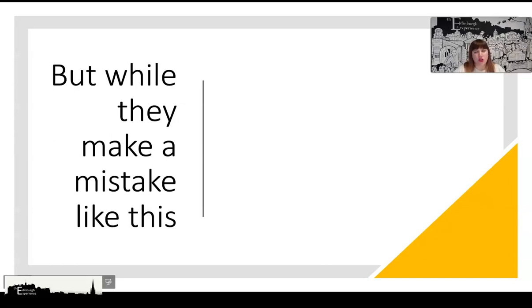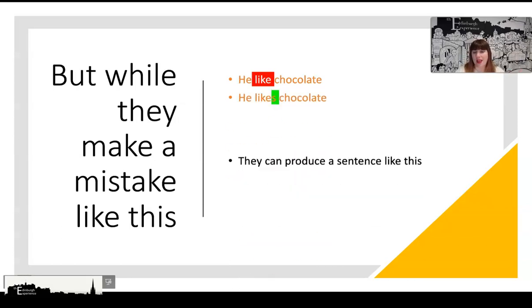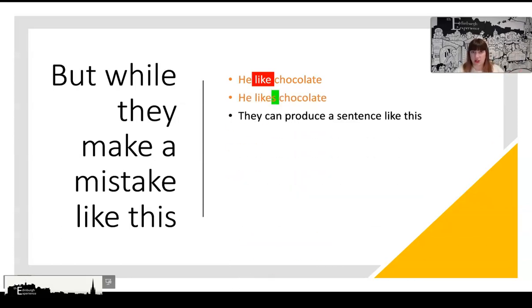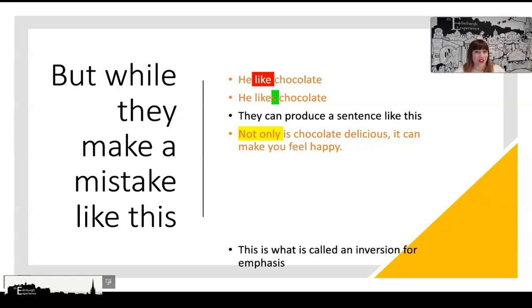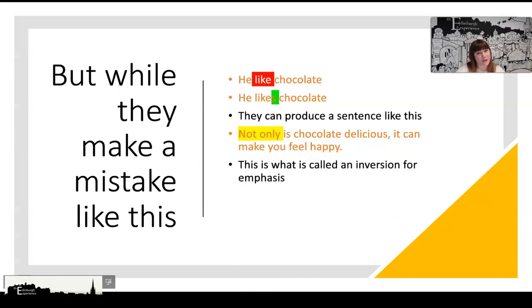But while a student might make a mistake like saying "he like chocolate" instead of "he likes chocolate", I really regularly see students correctly produce a sentence like this: "Not only is chocolate delicious, it can make you feel happy." Now this structure here, guys, is what's called an inversion for emphasis. And this is considered advanced grammar, okay? It's something that you'll learn on a B2 or a C1 level course.